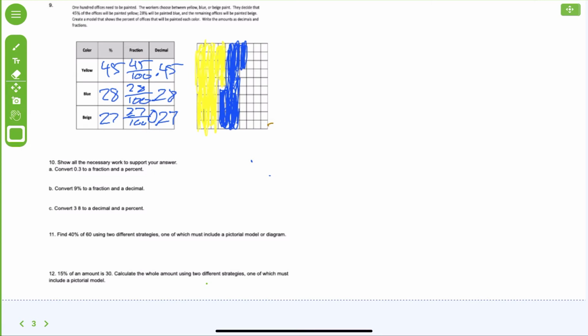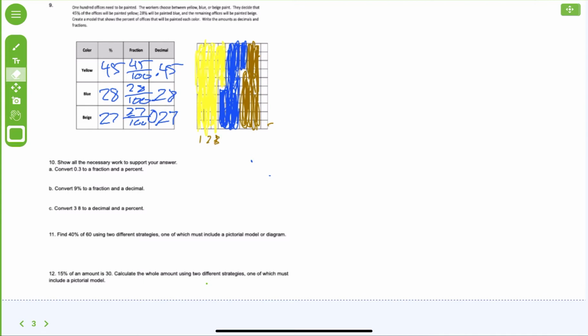45 plus 28 is 73. 100 minus 73 is 27. But there's way more than 27 over here. Maybe there's one too many boxes. Let me see what's going on right here. There's 1, 2, 3. That's what it was.